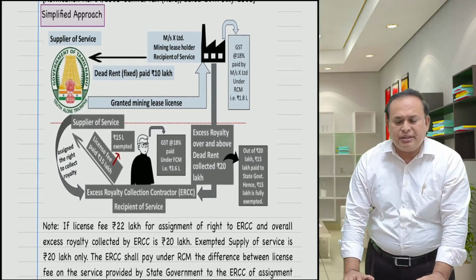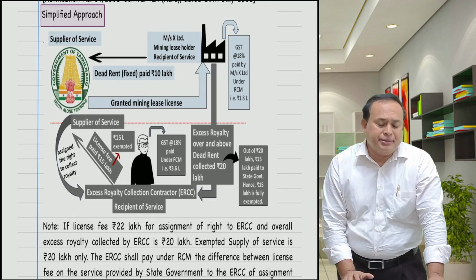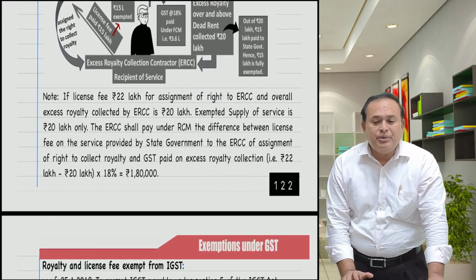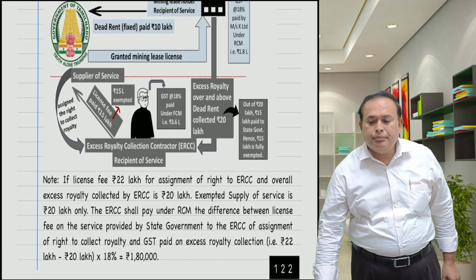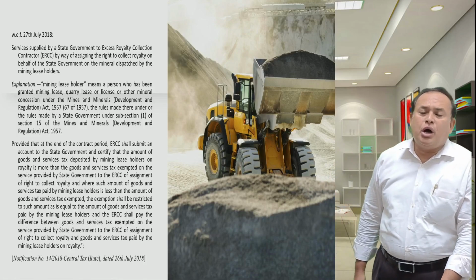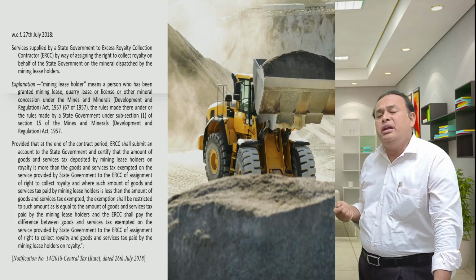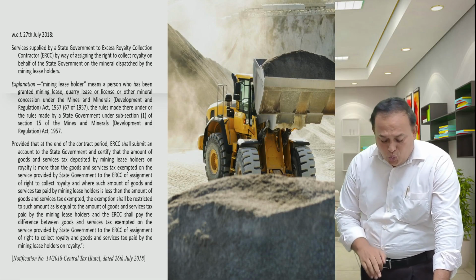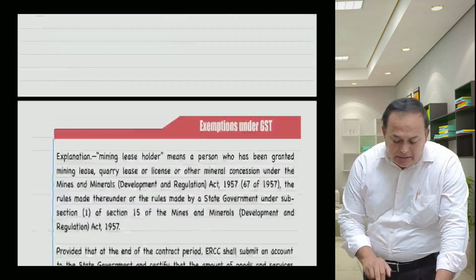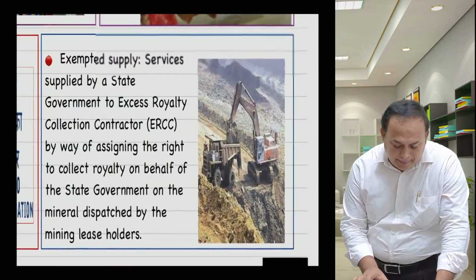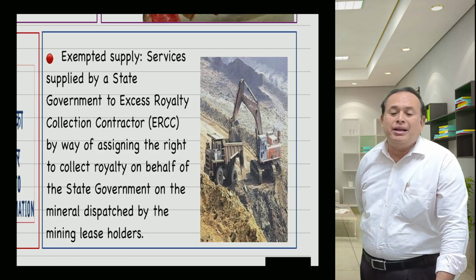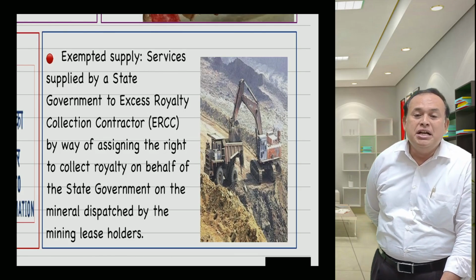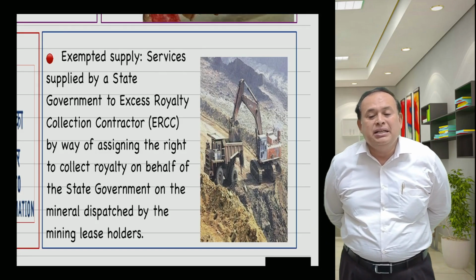This is a mining lease contract. X is the royalty collection contractor. Exempted. What is exempted? I have explained it elaborately here, referring to you now, the excess royalty collection contract. What is exempted? I clearly mentioned it in your book here: services supplied by the state government to the excess royalty collection contractor by way of assigning the right to collect royalty on behalf of the state government on the mineral dispatched by mining lease holders.